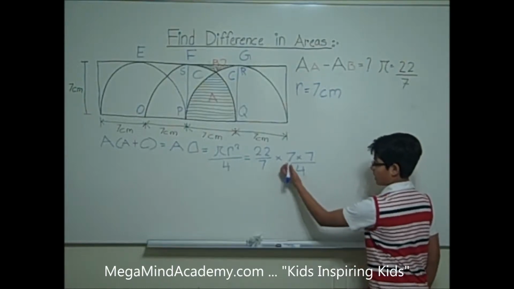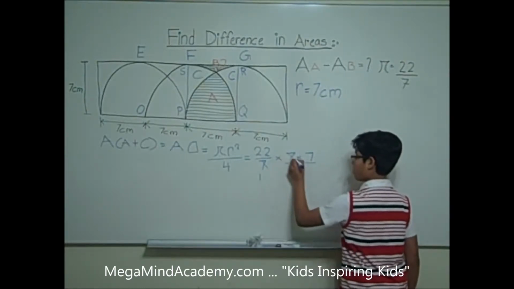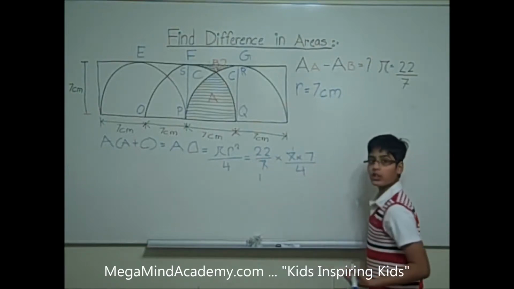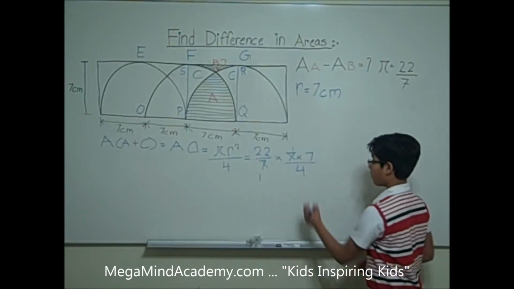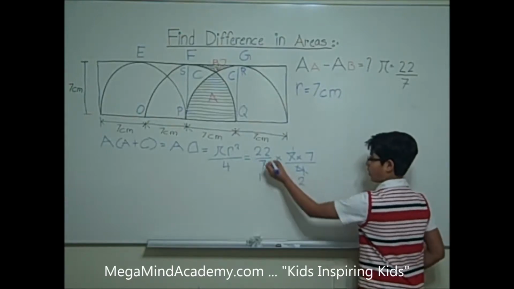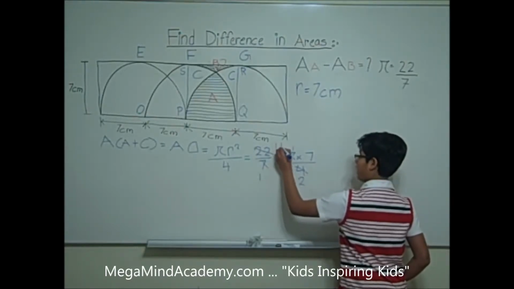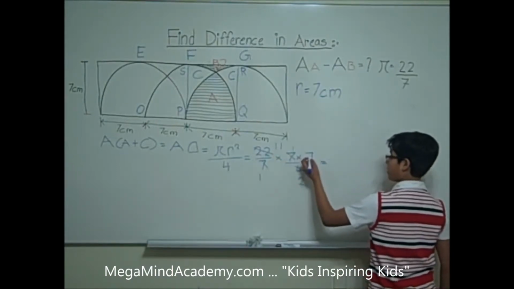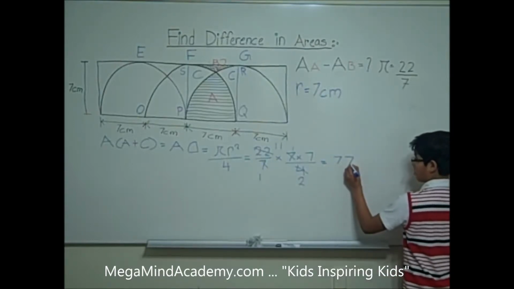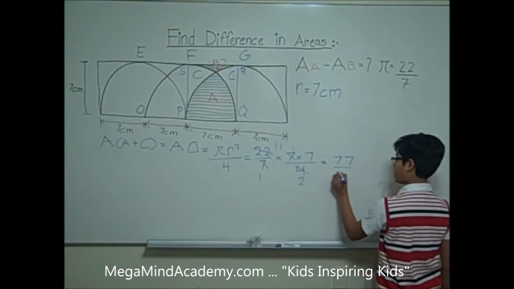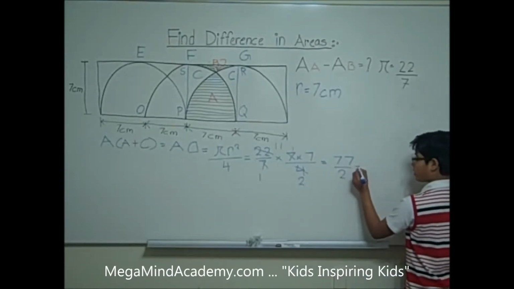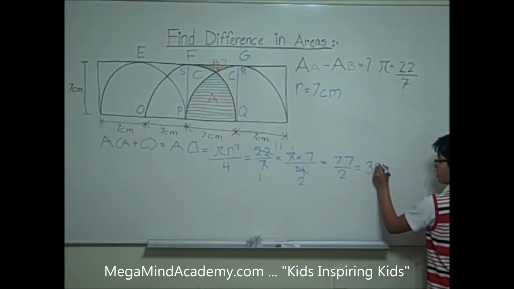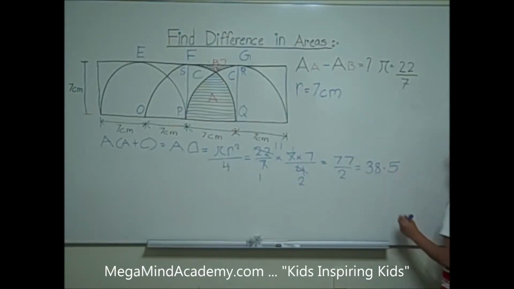7 goes into 7 one time. 22 and 4 are both divisible by 2. 4 divided by 2 is equal to 2, and 22 divided by 2 is equal to 11. This is equal to 11 times 7, which is 77, over 1 times 2, which is equal to 2. 77 over 2 is equal to 38.5 centimeters squared.